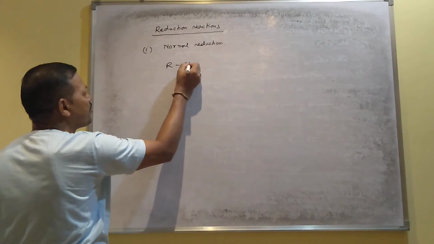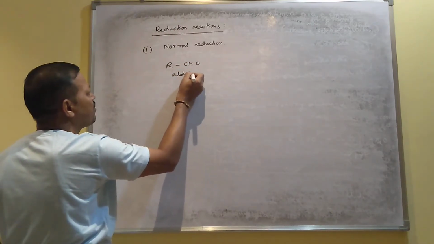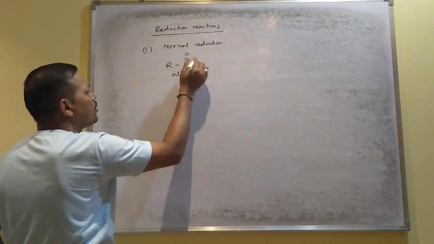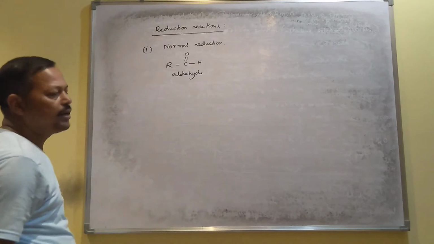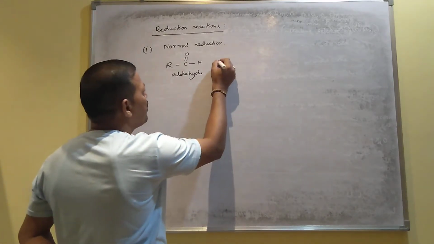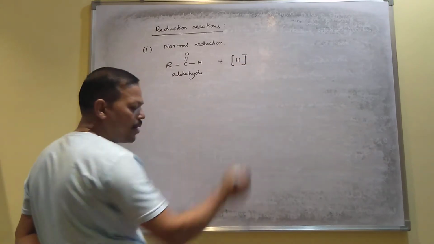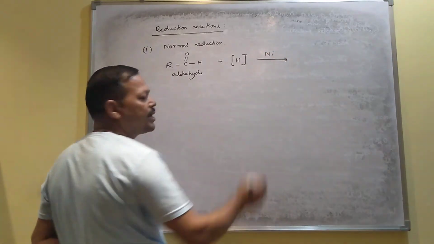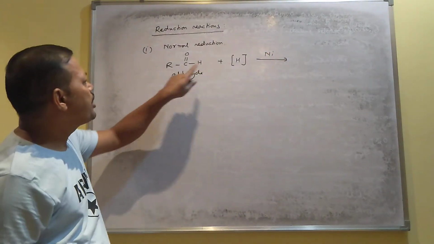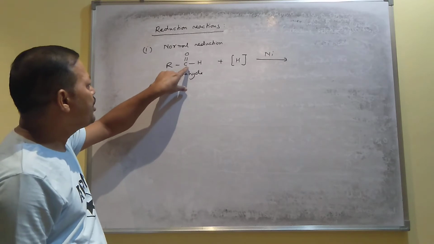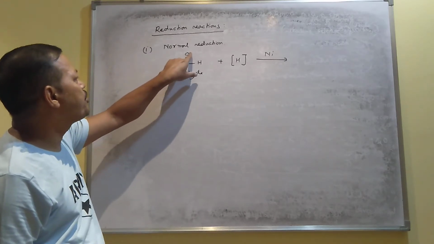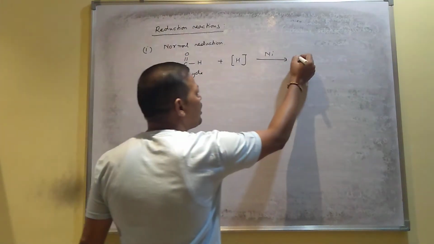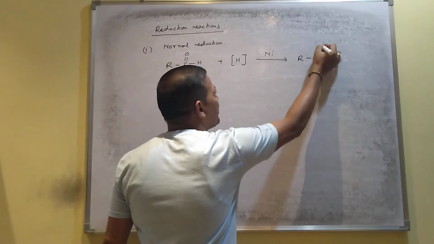When aldehyde, this is your aldehyde, you can write aldehyde like this way also, RCHO. Then you can understand easily. When it undergoes reduction, you know this is the symbol of reduction, I mean addition of hydrogen. And in reduction you always have to use some reducing agent. Nickel you can use as the reducing agent. Then what happens? One hydrogen will be added to the carbon, another hydrogen will be added to oxygen, and the double bond will be converted to a single bond. Ultimately, it will convert to alcohol like this.